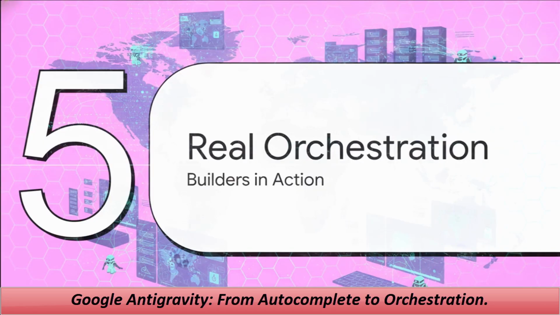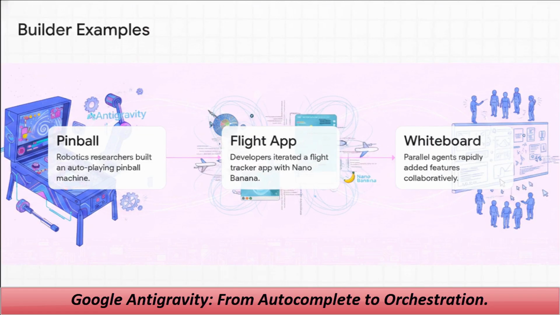Which brings us to our final section, Section 5, Real-World Orchestration. The scope of what builders are actually doing with this out in the real world is just wild. We've seen robotics researchers constructing literal auto-playing pinball machines. Developers are rapidly iterating flight tracker apps using Nano Banana, and parallel agents are being used to instantly add features to collaborative whiteboards. But again, if you're a YouTuber, just imagine spinning up parallel agents to scrape your research, format a script into a teleprompter app, and organize all your B-roll folders at the exact same time. The practical applications here are endless.